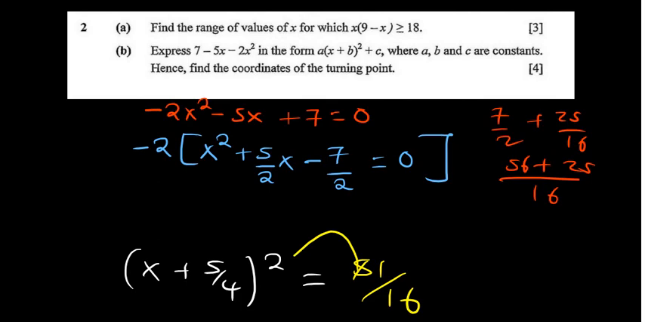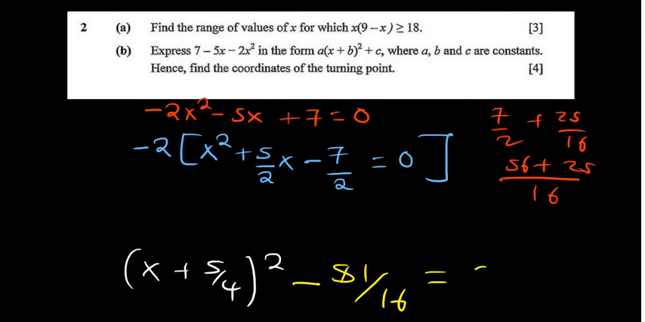So we can have this go to the left hand side. What are we going to end up with? We end up with a negative part, right? So it will become negative 81 over 16 equal to 0. Are we in that form already? No, not yet. Don't forget that we put out a negative 2 there, so we can bring it back.